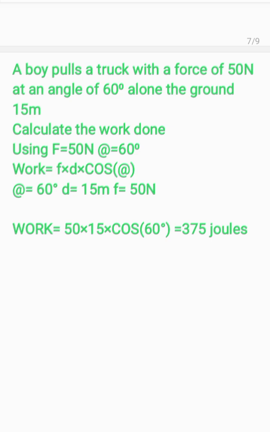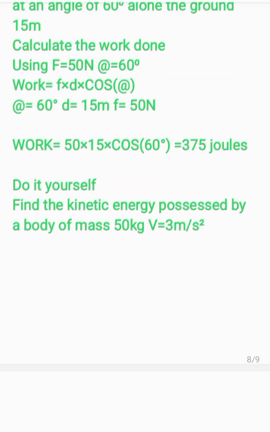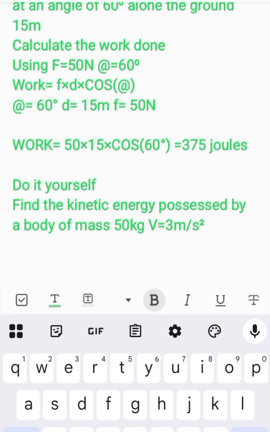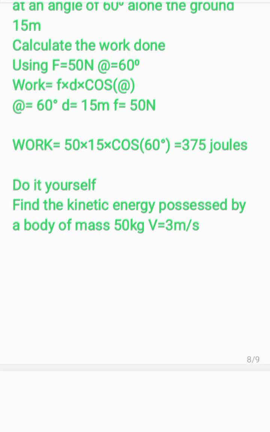Now, it is the do-it-yourself session. Find the kinetic energy possessed by a body of mass 50 kg and a velocity of 3 meters per second. Take acceleration due to gravity as 9.8. Hint: KE, or the kinetic energy, is given by half mv squared.